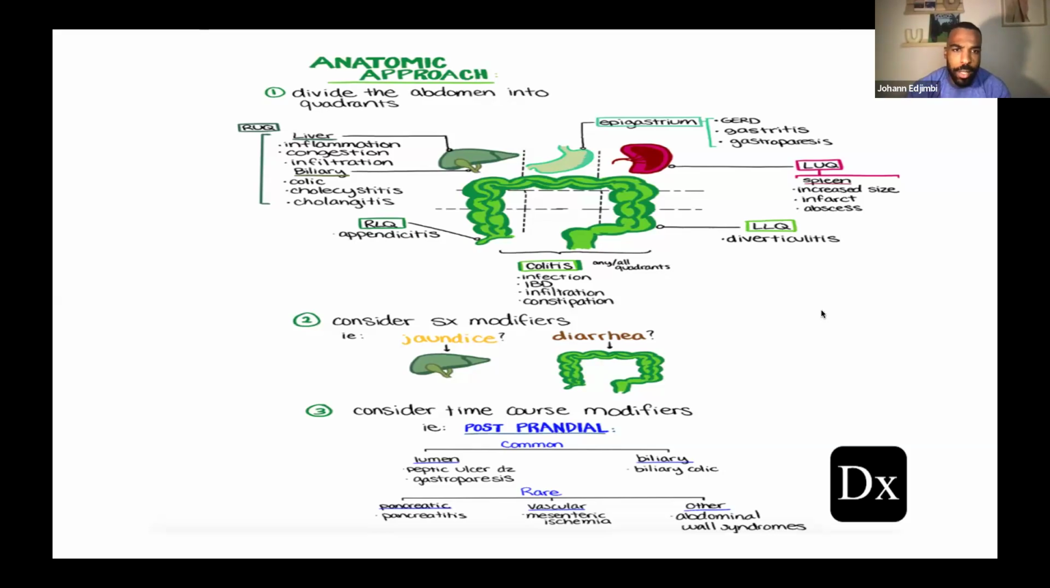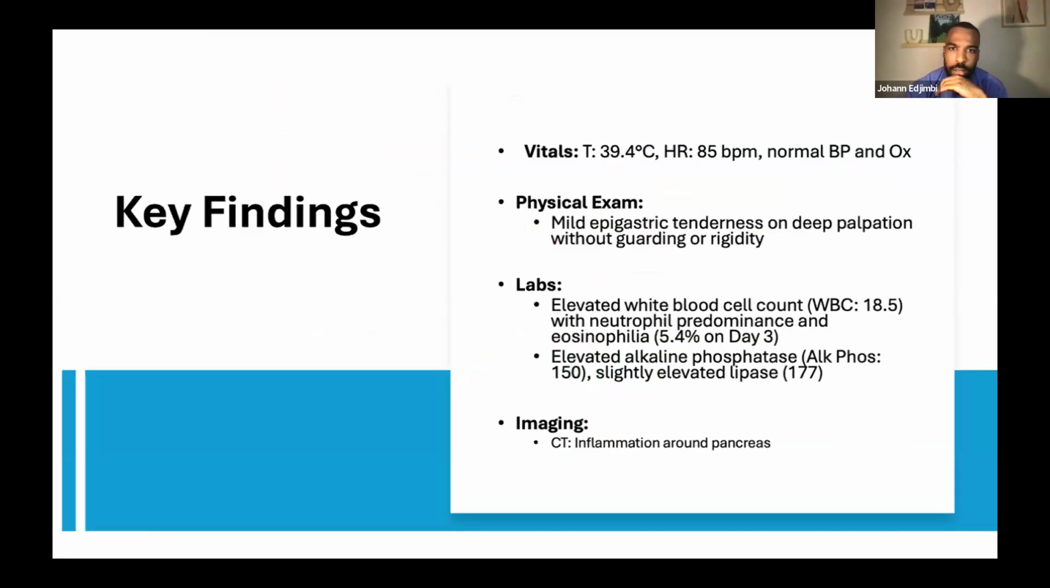So overall, let's talk about our case again. So what do we have, right? The patient has a fever, normal heart rate, normal BP, okay? But on physical exam, we have a mild epigastric tenderness, so it's really specific to a region, right? And for the labs, we have elevated WBCs, so an inflammation and maybe an infection, and it's predominantly neutrophils, and we also have an eosinophilia. Other important lab, elevated lipase, but it's not that high, and elevated alk-phos.